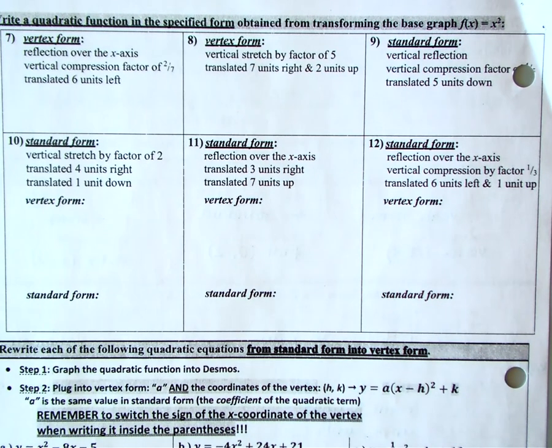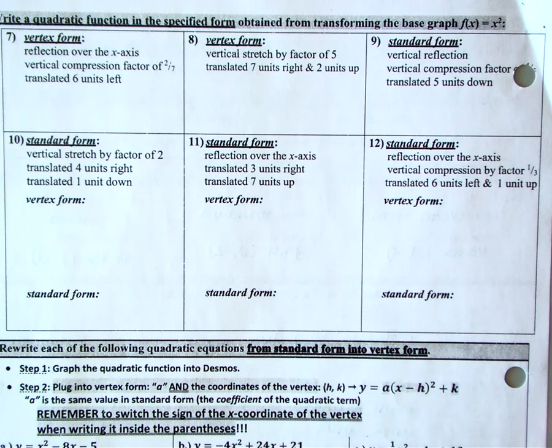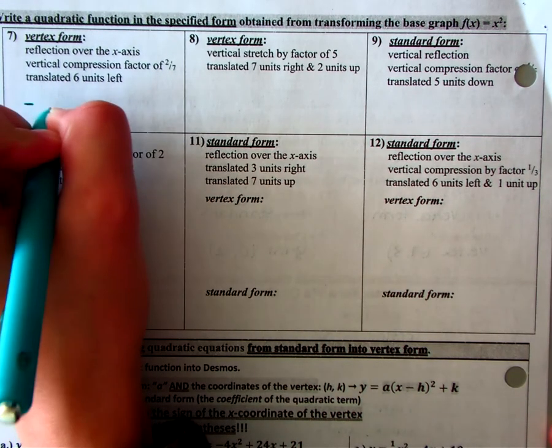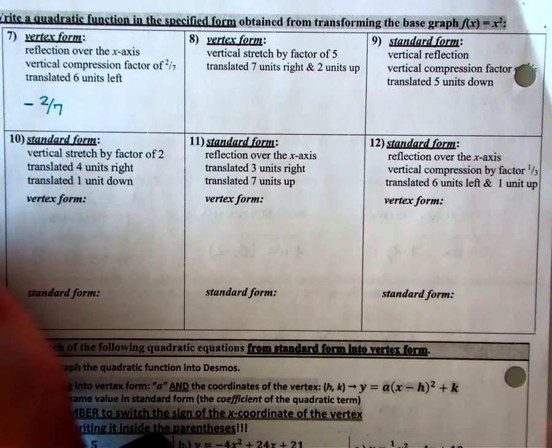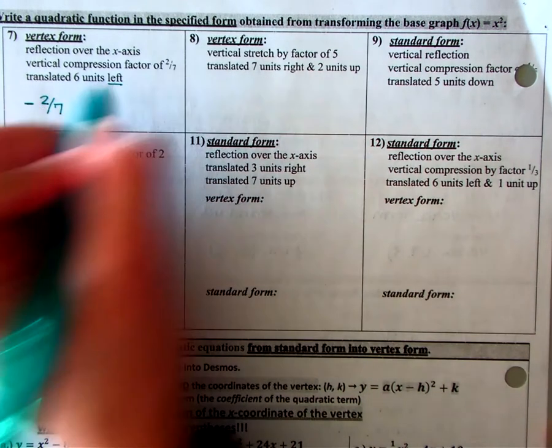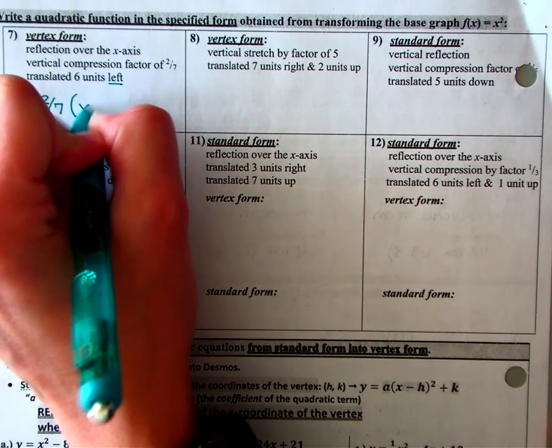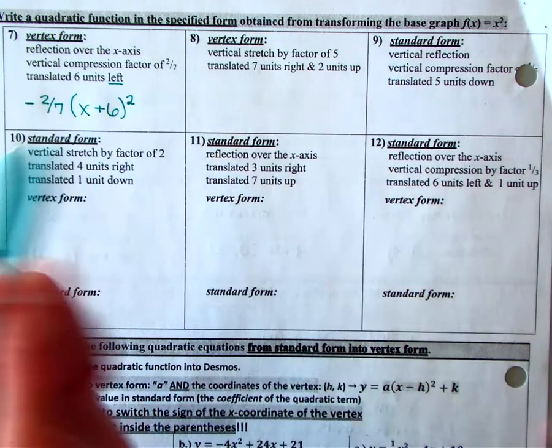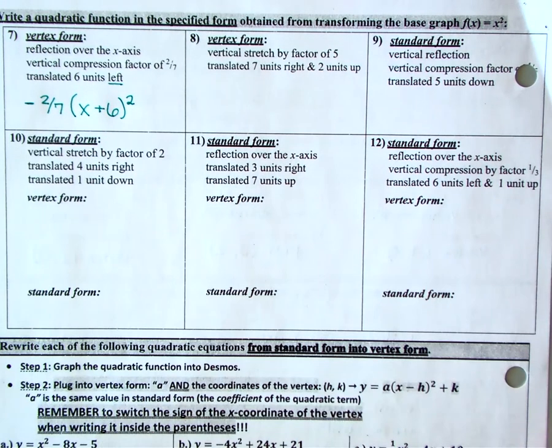On the back, we do a little bit more, so we're going backwards. We are given the transformations, and we have to write the function in vertex form. If we've got a reflection over the x-axis, we know that it's negative in front, compression or stretch comes next. If we go to the left or right, we need parentheses. Since we go to the left, we'll start our parentheses. We go to the left, so we add. And to make it a quadratic function, we have to have that squared. And we've got all our transformations there.